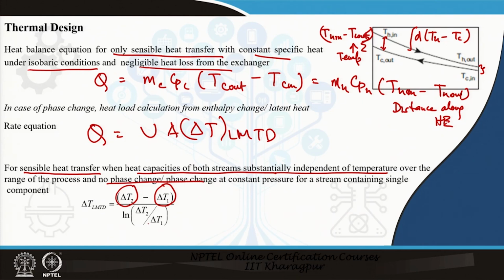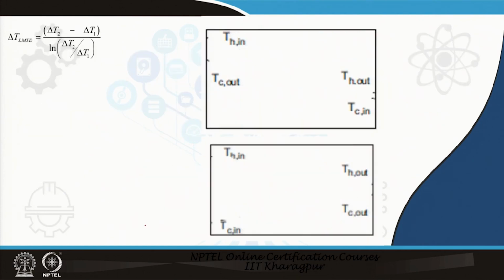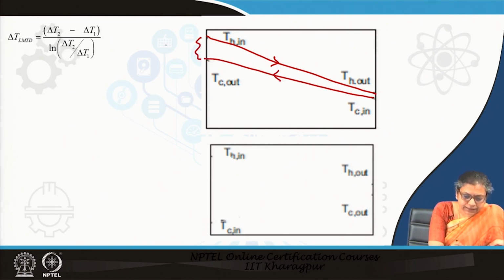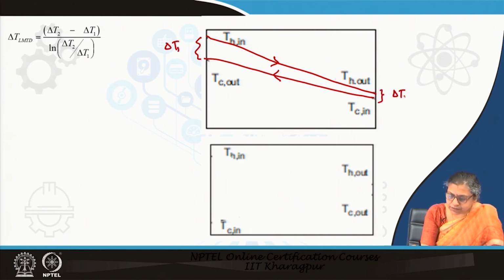So, for these cases we had derived it, and it was very evident, just the way I have told you, that when it is a counter-current flow arrangement, this is the flow of the hot fluid and the cold fluid flows counter-current to this. So, therefore, delta T1 is this, and delta T2 is equal to Th out minus Tc in.